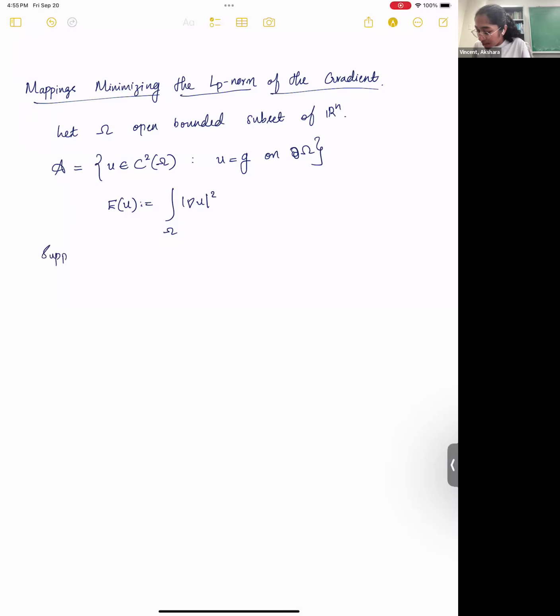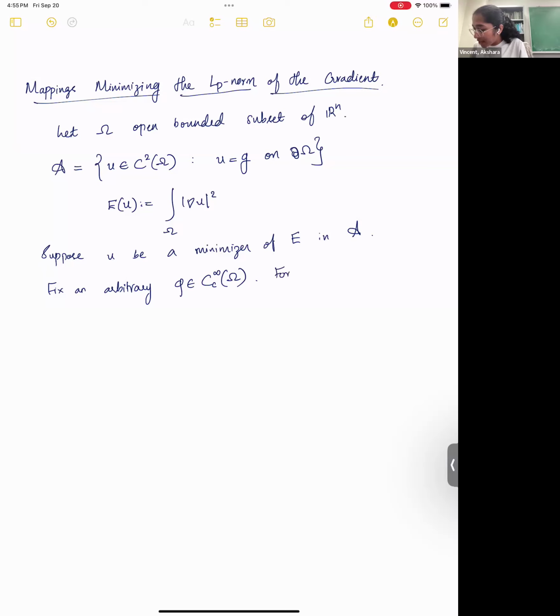Suppose this class has a minimizer. Suppose u is a minimizer of energy in this class A. So let's see what this minimizer satisfies. Let's try to compute the Euler-Lagrange equation corresponding to this energy functional. So for that, fix an arbitrary phi belonging to C_c^infinity of omega, that is the class of all test functions, that is C^infinity functions having a compact support in omega.